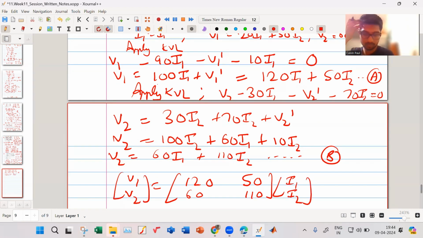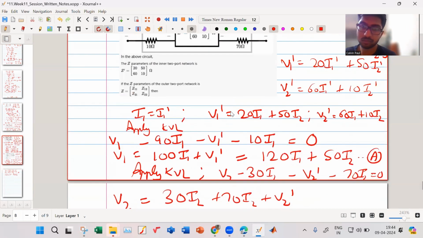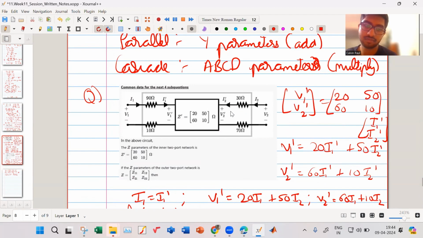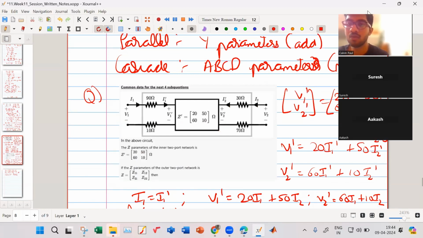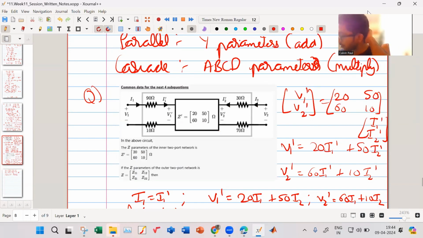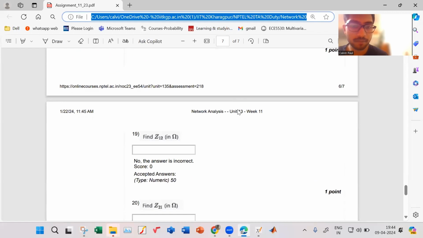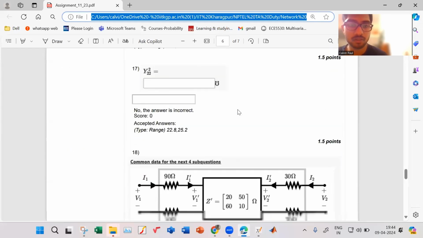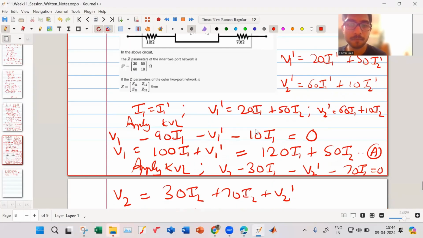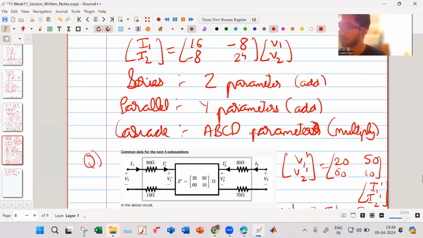Perfect. So this also has been solved. So we have solved this question. We have solved all the questions for today. Now, I'd like to check one point.